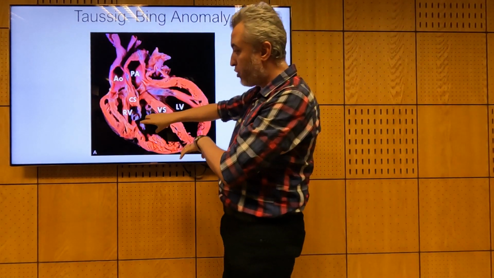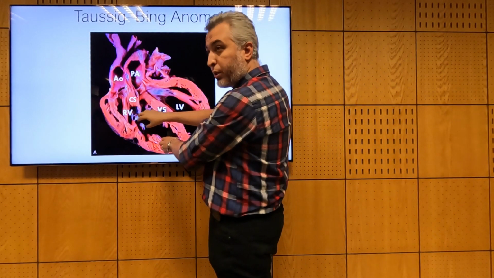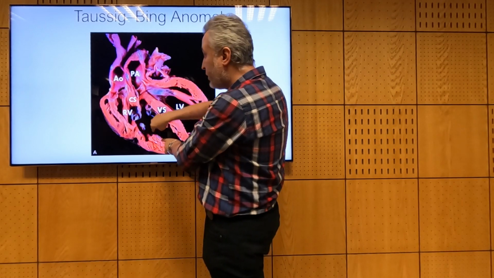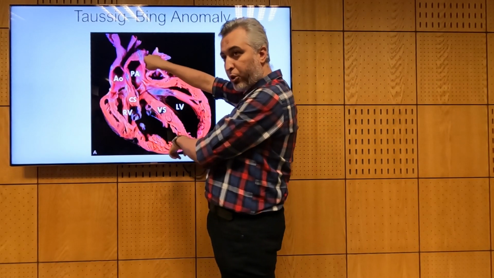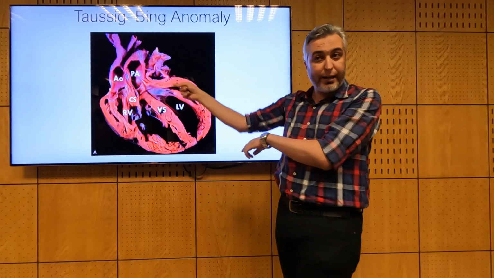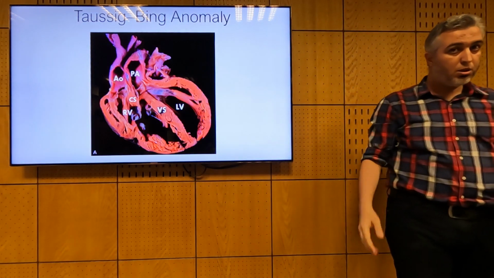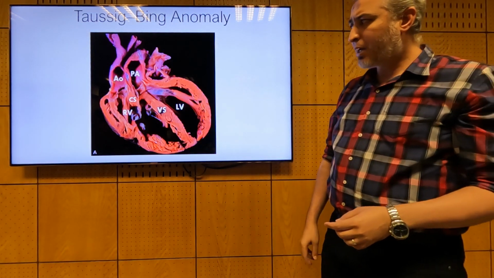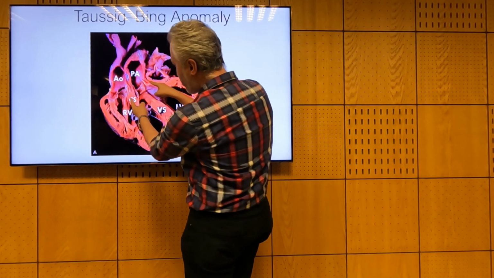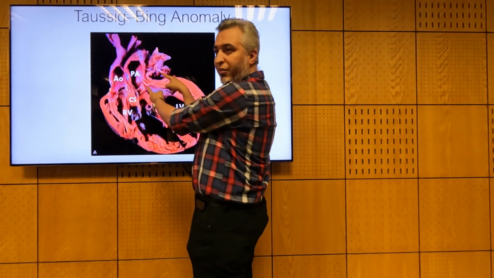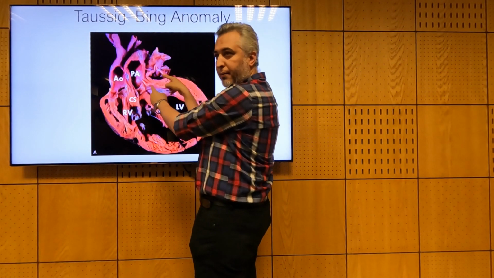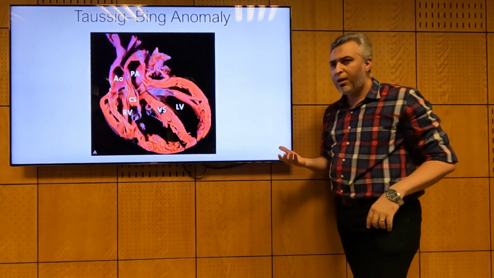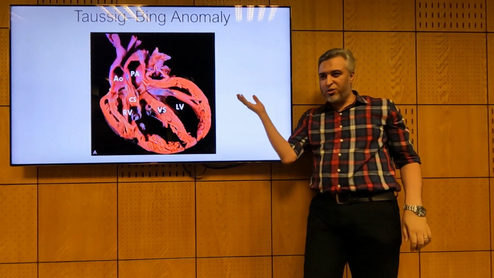And then there's a big communication between both ventricles. So the systemic pressure is transmitted into the lungs. So high pulmonary pressure, high pulmonary flow. Again, very similar physiology. Actually, if this pulmonary artery was just coming there, it would have been TGA VSD. Okay. So why bother? Just call it TGA VSD.